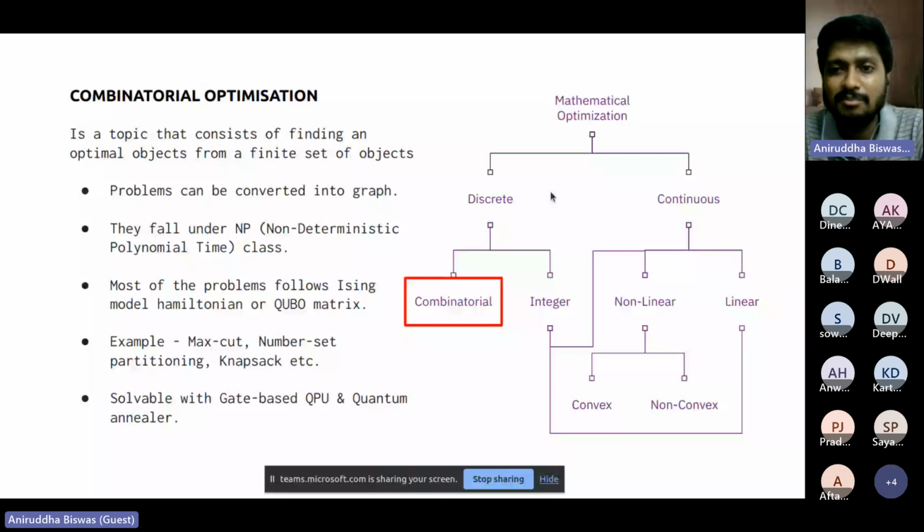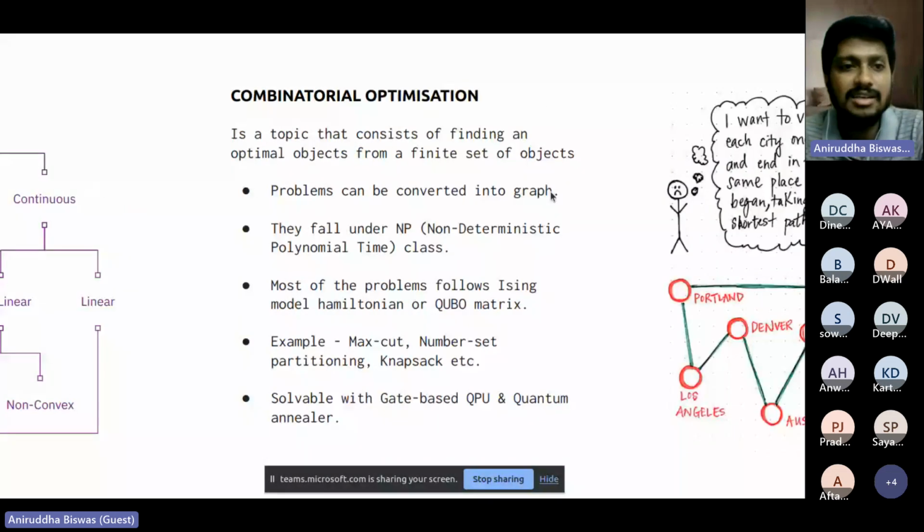So what is a combinatorial optimization problem? As I have already given an example, the TSP problem is inherently a combinatorial optimization problem. You have a set of options, a set of finite solutions, or finite sample spaces. Out of them, you have to select some depending upon some criteria, which will minimize or maximize some target outcome. Some additional points regarding these problems: they can be converted into graph problems, and all of them fall under the NP class, non-deterministic polynomial class.